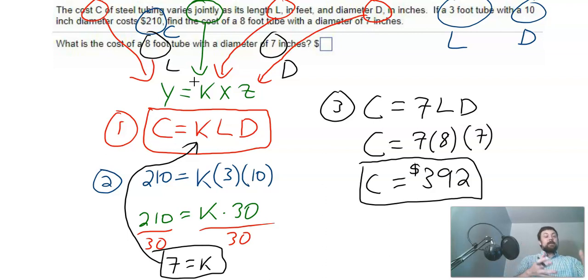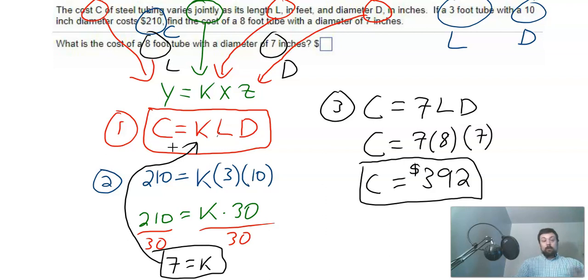So the first step is to get the formula. It varies jointly, so I thought of y equals kxz, and then I replaced x, y, and z with the letters actually given in the problem. So instead of y, we have C. Instead of x, we have L. Instead of z, we have D. That gives me my formula with the variables that they provided in the problem.